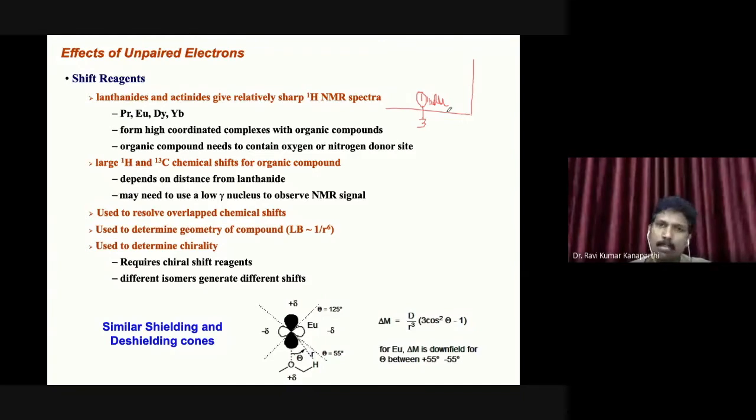Is it possible to interpret the spectrum? Suppose all peaks are coupled together, is it possible? So definitely it is not, right? So that is where this particular concept of shift reagents is useful.